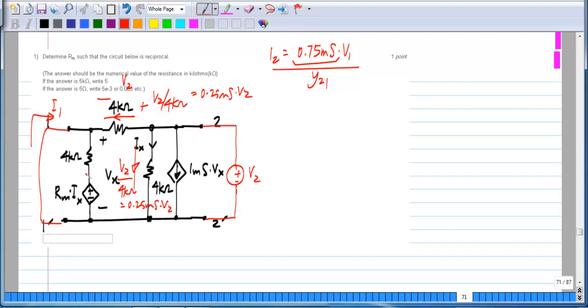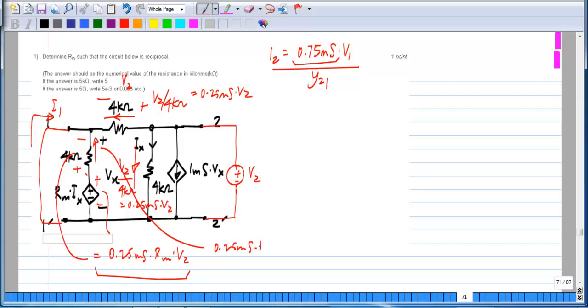So the voltage here is 0.25 millisiemens times Rm times V2. Okay, it's Rm times Ix. Ix is this much. Now this voltage appears across 4 kilo ohms also because of the short across the second port. So the voltage this way equals that much. So the current flowing this way is 0.25 millisiemens times Rm times V2 divided by 4 kilo ohms.